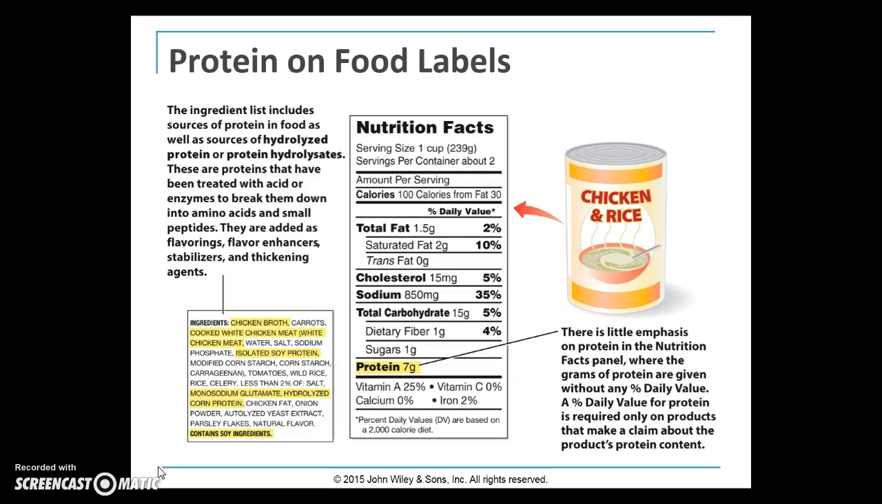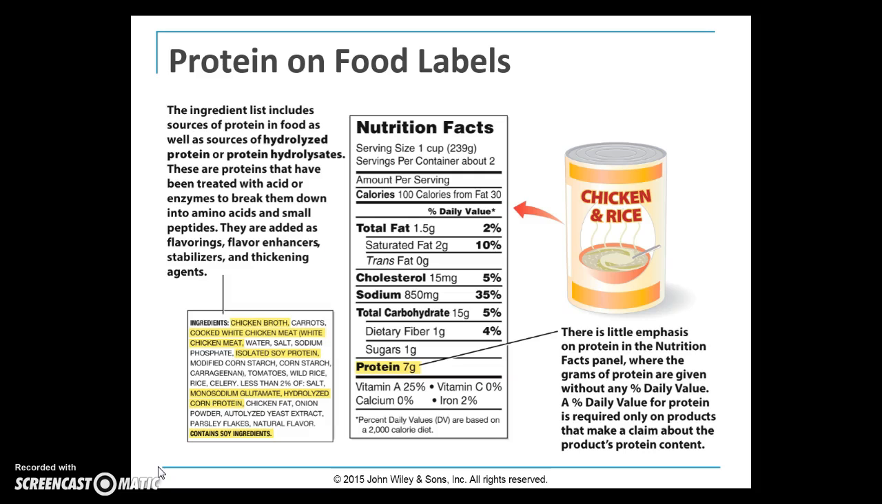So how do we meet our protein needs, or how do we identify protein on food labels? We're learning to get really familiar with the food labels. We see it on the nutrition facts panel. There's not a lot of emphasis on protein because in the American diet we get enough, or usually more than enough. Usually it just lists the grams of protein without any percent daily value for protein.